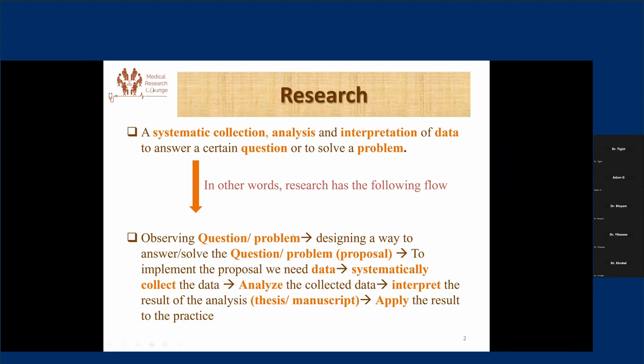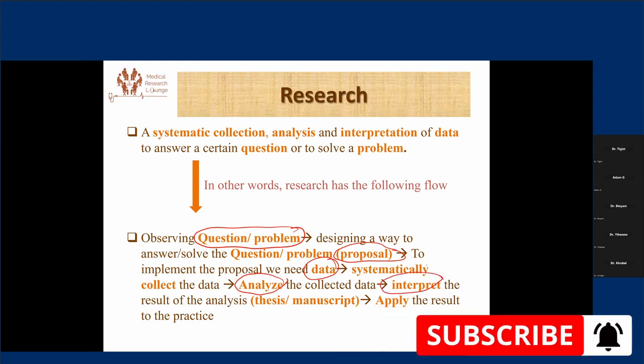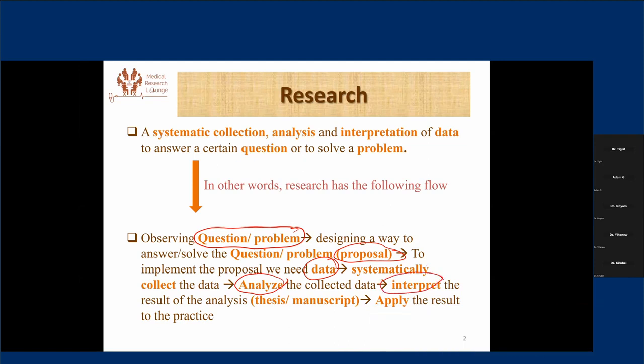So every research starts with a question or a problem. And for that, we have to go through a number of processes, like developing a way to answer that question or problem, which should be credible and acceptable. That means we have to develop a proposal, and then to implement that, we have to collect data in a systematic way, and we have to analyze it properly so that we can get, again, an acceptable and credible result, which should be interpreted in the context of the society in which we have studied. And finally, the ultimate goal of research is to apply the result to practice. So this is where we start with the research, with a simple question, and finally we want to apply it.